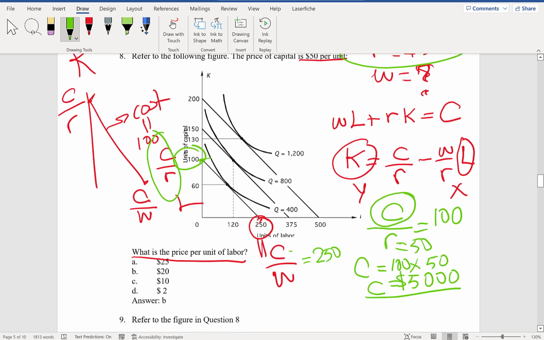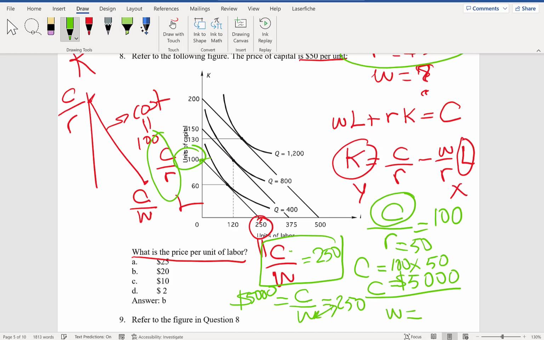That's really cool because C over W, I know that it has to be equal to 250. So I know C is equal to $5,000. We just found it, right? So W has to be 5,000 divided by 250. You can exchange the places of these two. So that's going to be $20 is the correct answer.